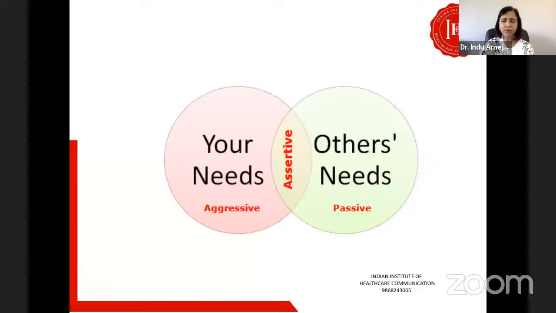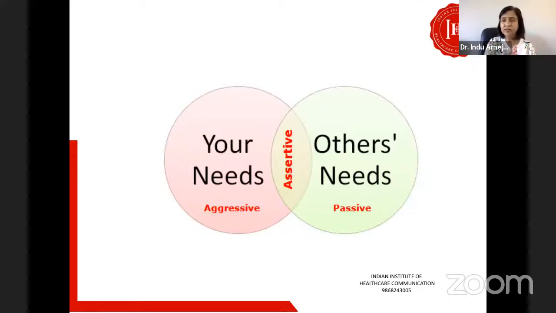So assertion is all about talking about your needs and others' needs as well. See, normally when you are occupied with your needs and when you are very strong about your needs, then you're likely to become aggressive. So where you think what I'm saying or doing is the right way of doing it, you are likely to be aggressive. On the other side, if you're more caring for others' needs, but you give in or give up your needs, then you're likely to be passive or passive aggressive, because that's where you don't care for your needs, but you are primarily trying to serve others' needs.